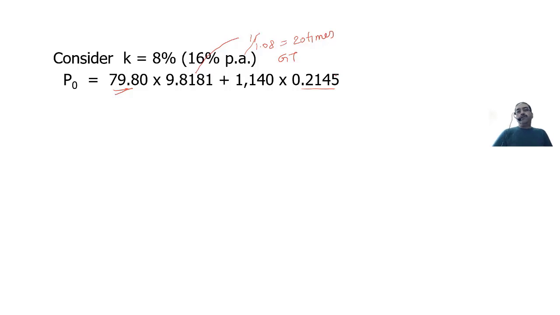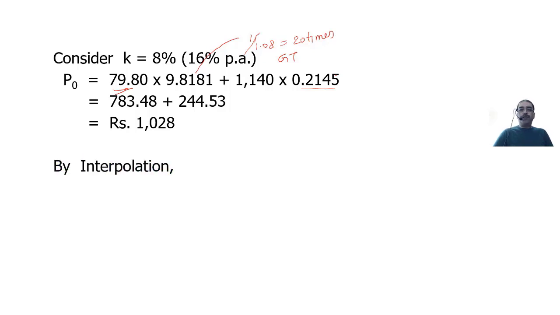2145. Multiply, you will get this answer. Add, you will get this answer. Now, this is also not the figure that I require here. So what I will do is interpolation. So I say by interpolation.